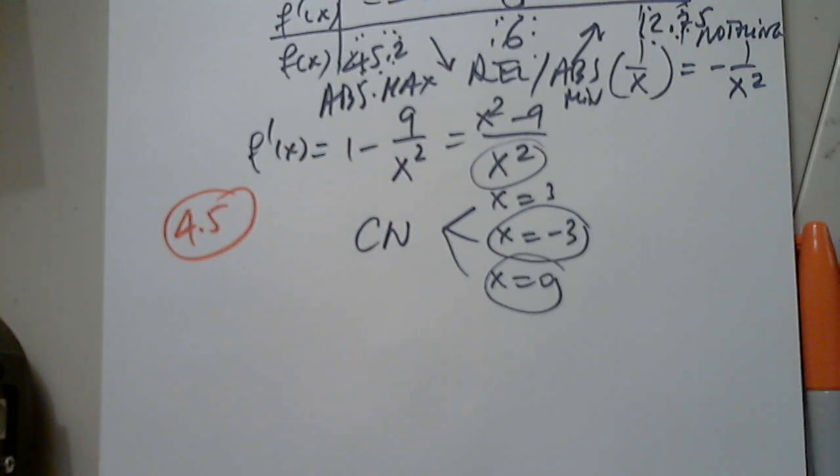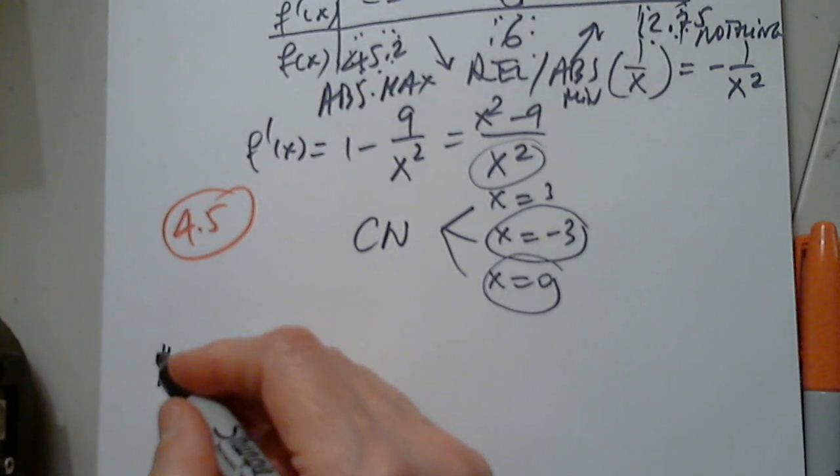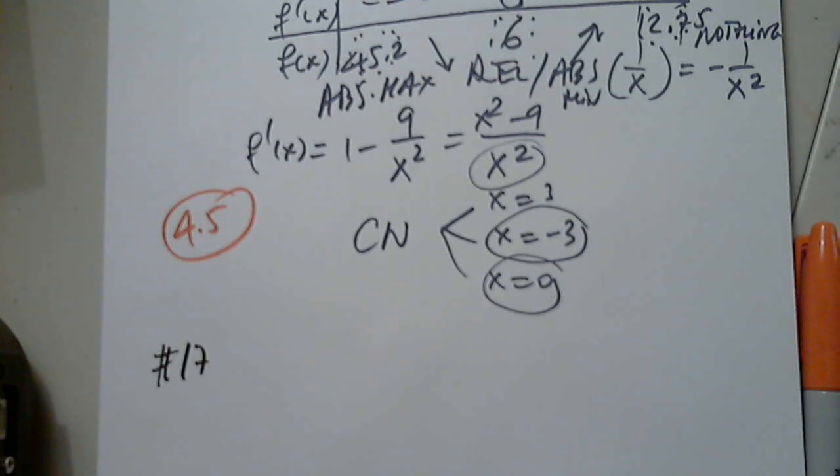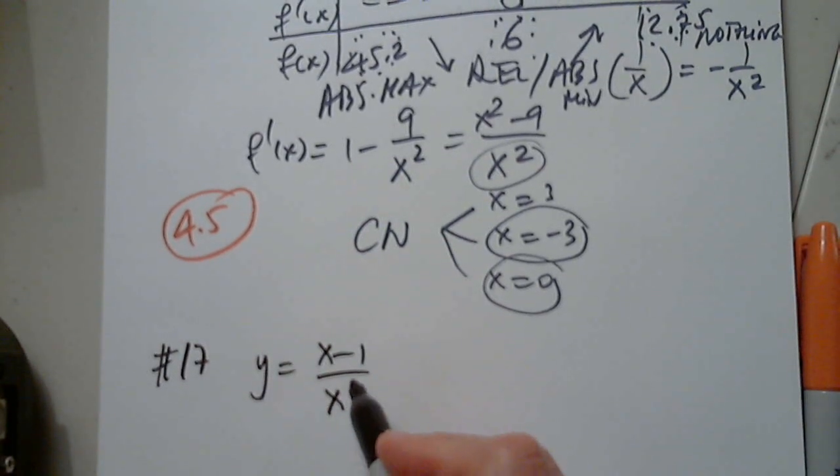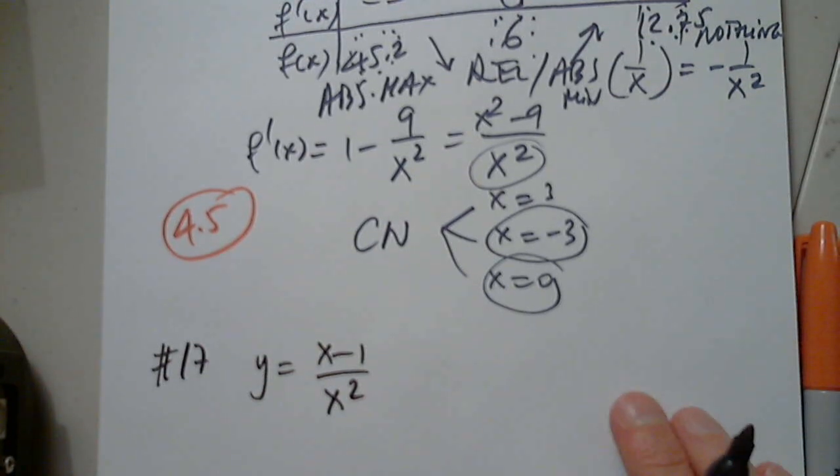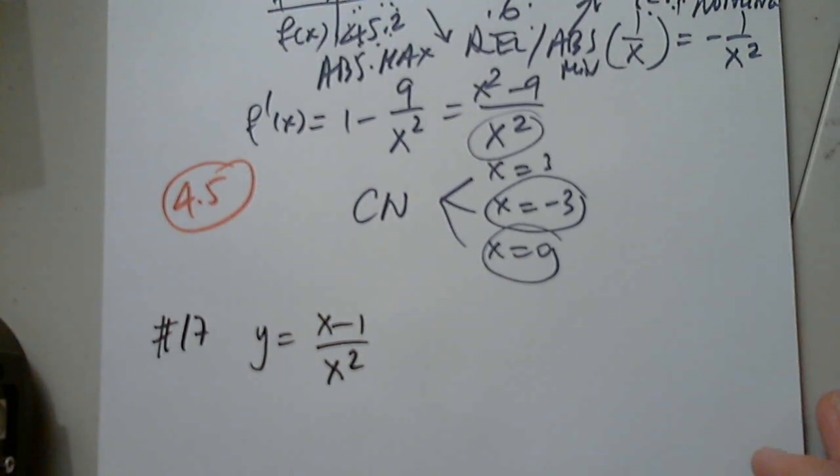Can we do 16? Actually, no. Can we do 17? Yes, 17. Very good. So in 17, y equals x minus 1 over x squared. Perfect. So we're asked to show everything.